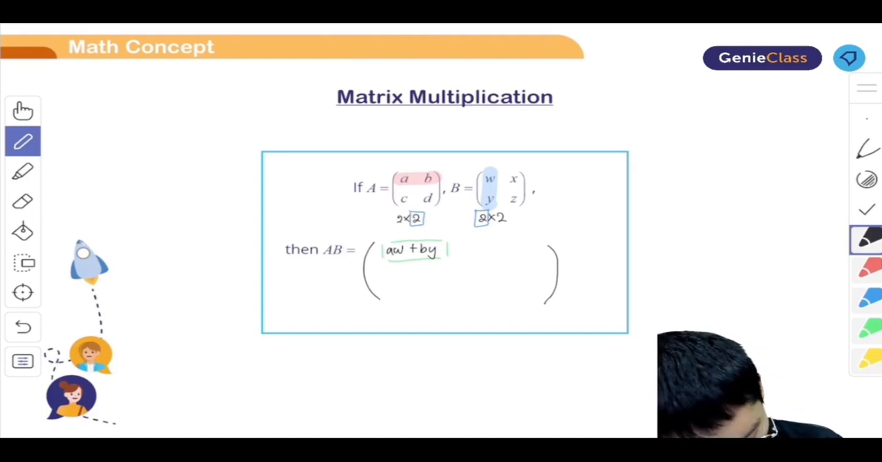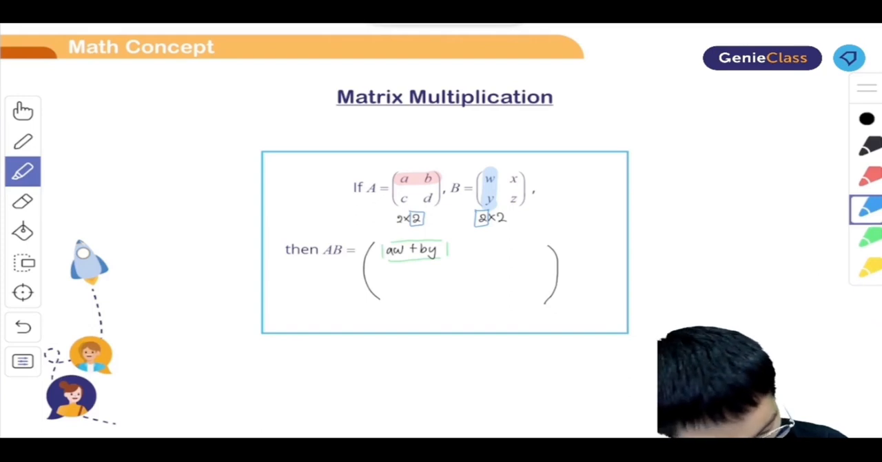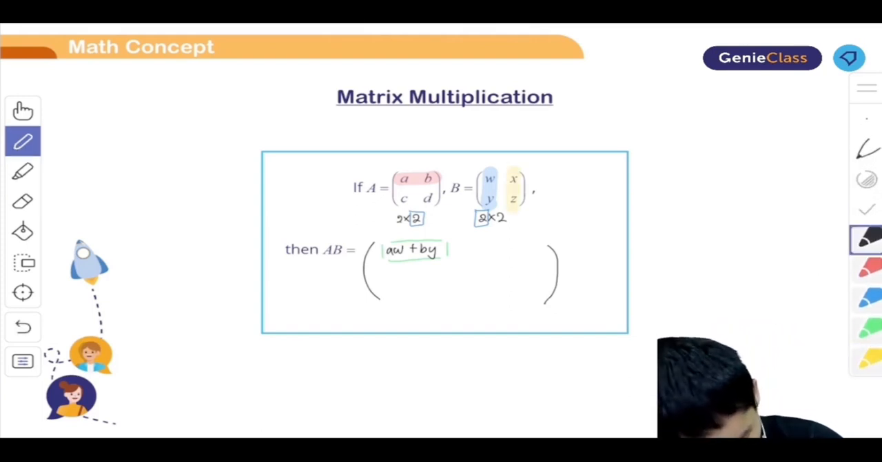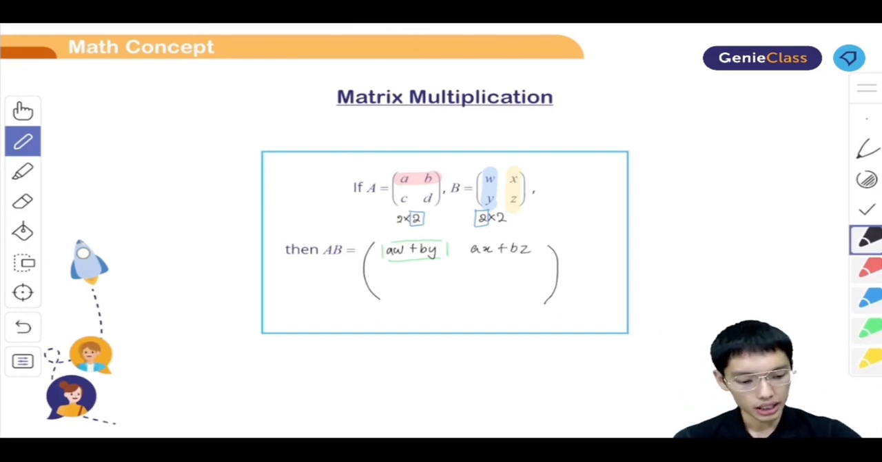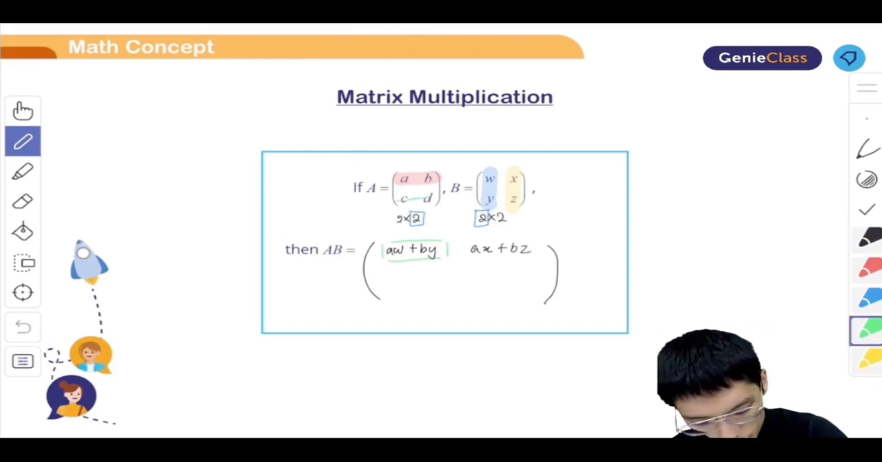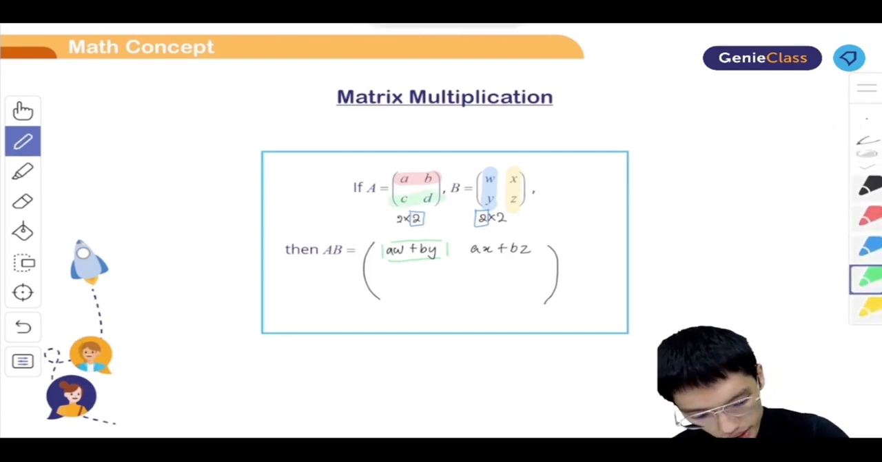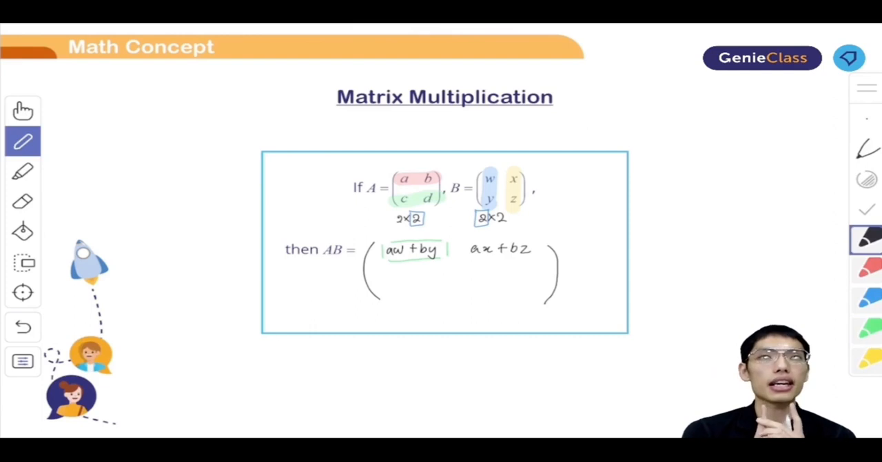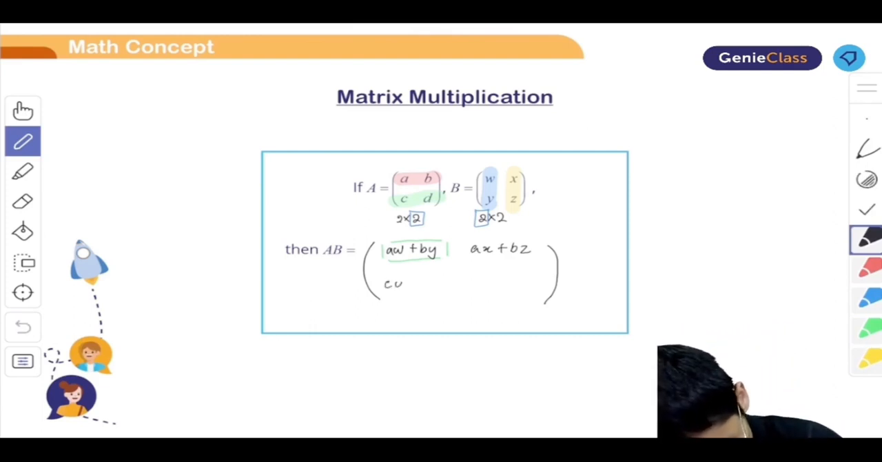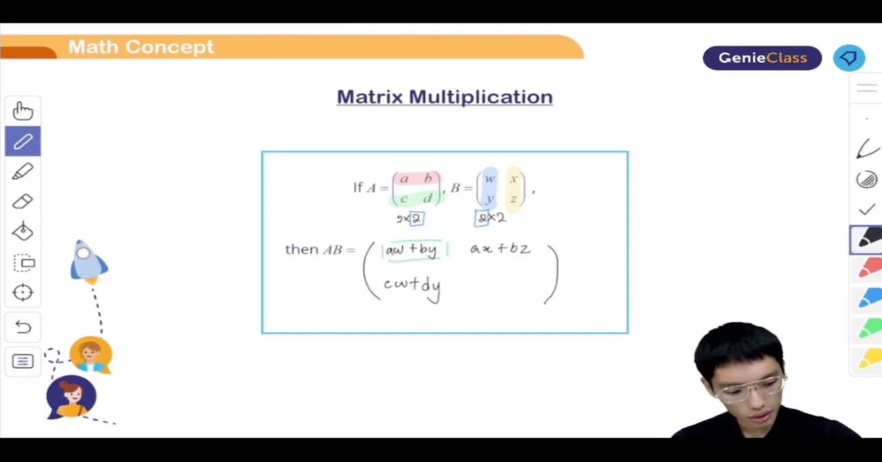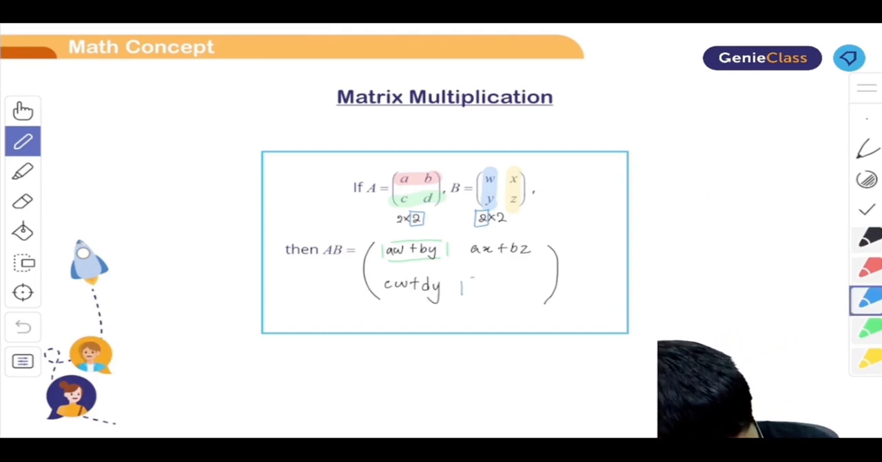Okay, suppose I were to do it with red and, in this case, yellow over here. Red and yellow, you're going to get AX plus BZ. And again, if I were to color code green with blue, follow my color coding, guys, you will be able to hear it nicely. Okay, you are going to get, in this case, CW plus DY.